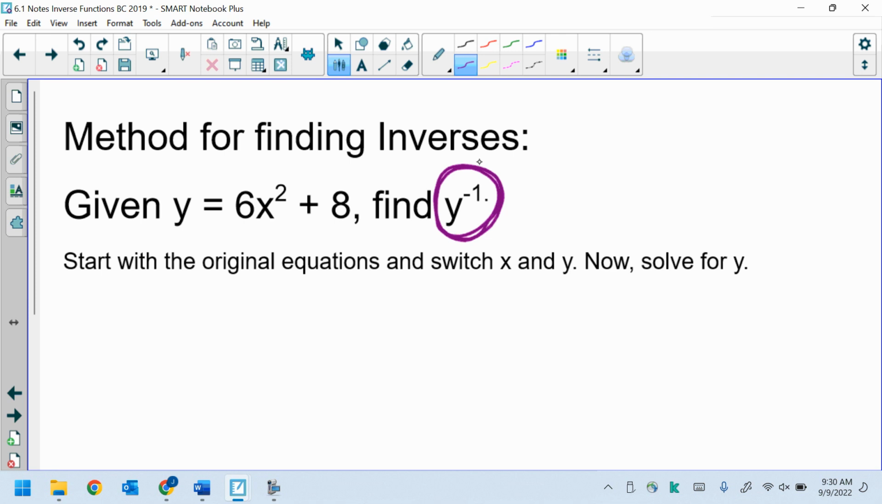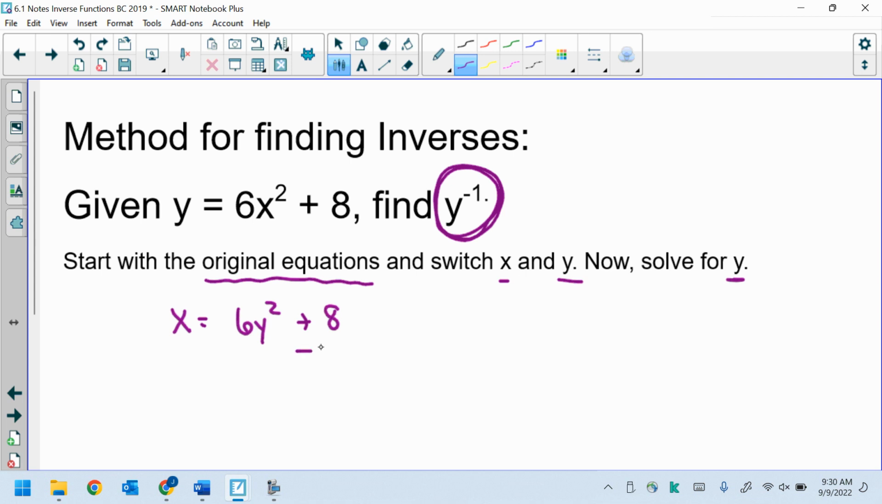All right, what we're going to do is start with our original equation, and we're just going to switch the x's and y's. So instead of y equals, I'm going to have an x equals 6y squared plus 8. So switch the x's and y's because domain and range switch on the inverses. Now let's solve for y.